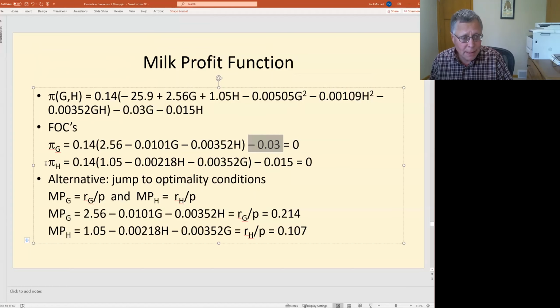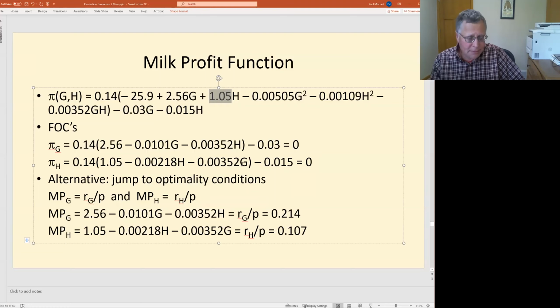Same thing for the hay first order condition, the 14 cents a hundredweight, or 14 cents a pound. Then you pick up the derivative of the inside with respect to H. So you get the 105 here. You get 2 times that 0.00109, it's your 0.00218. And then you pick up that cross term 0.00352 times G. And outside the parentheses, you have the 0.015 for the price of hay.